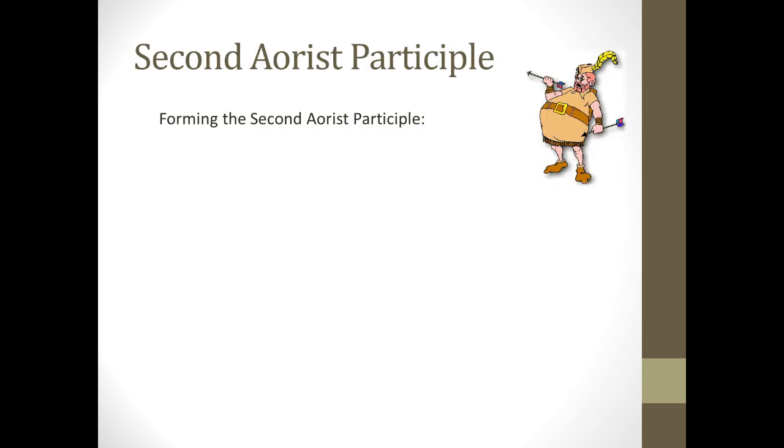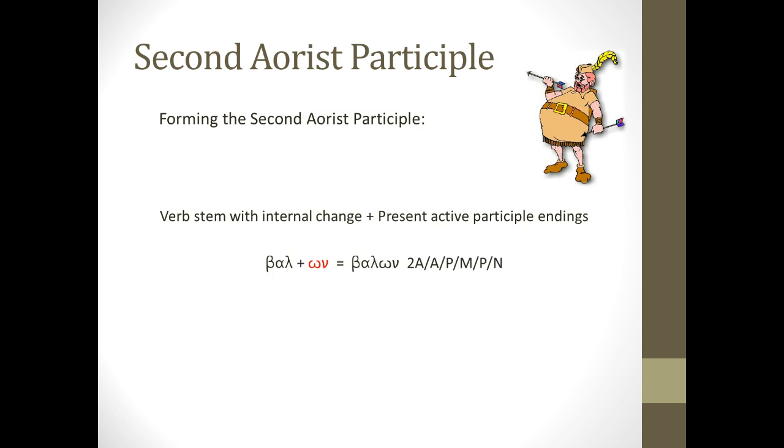And so, introducing to you again our friend Baal here. Remember that Baal helps us to remember the 13 second aorist words that we had to learn in the previous chapter. Baal's stomach is increasing because he's got an internal change going on inside. So with the second aorist participle, we have a verb stem with the internal change, and then, believe it or not, the present active participle endings. What that means, ladies and gentlemen, is that Baal, that is the 13 second aorist verbs you've already learned, are the only verbs that will show up in the second aorist paradigm.